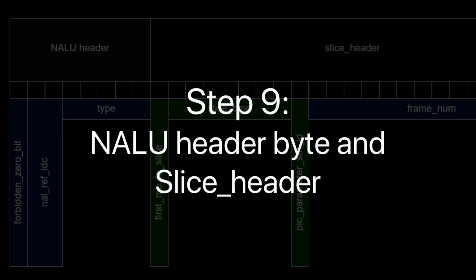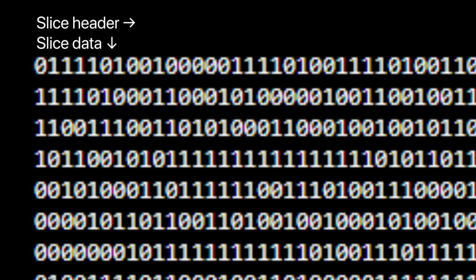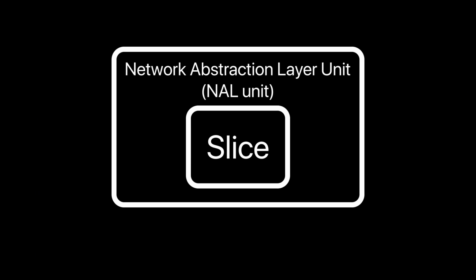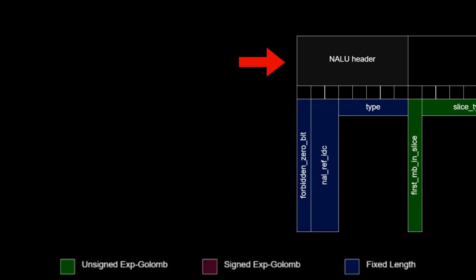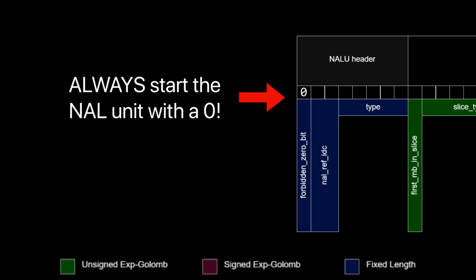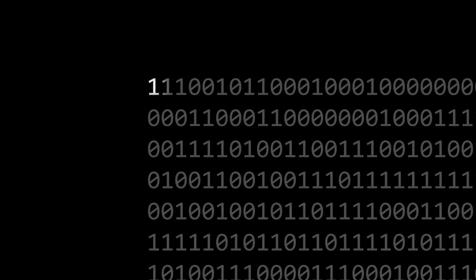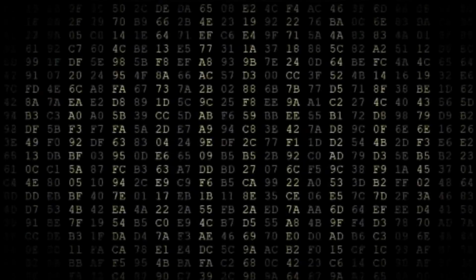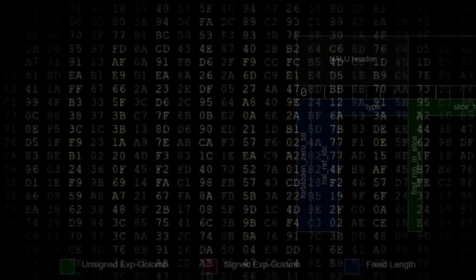Now let's get to writing our header. Slices don't live on their own. We will package our slice into something called a Network Abstraction Layer Unit, or simply NAL Unit. Let's start with the NAL Unit header. Always start by writing a 0. This way, we'll know that if our NAL unit doesn't start with a 0, the previous one is likely malformed.